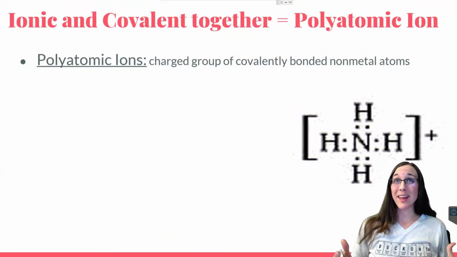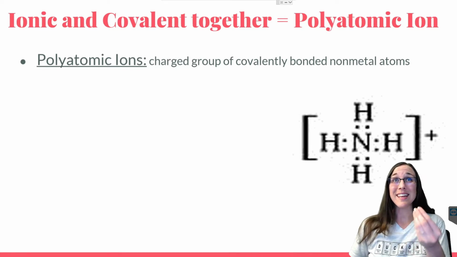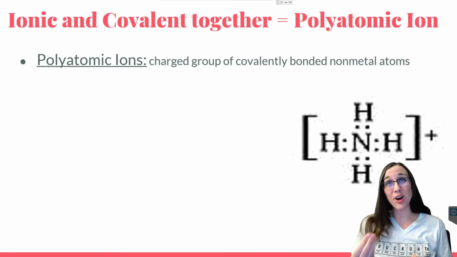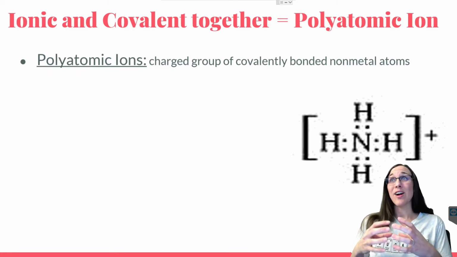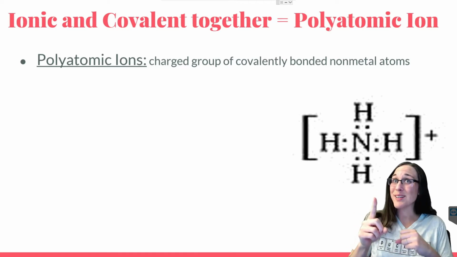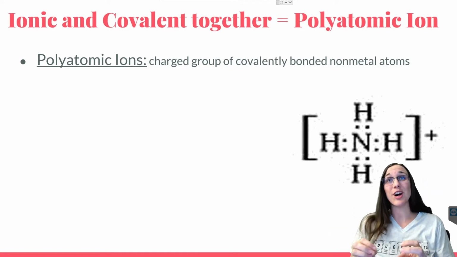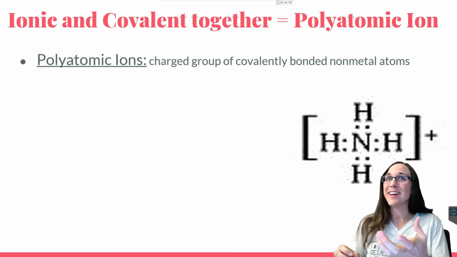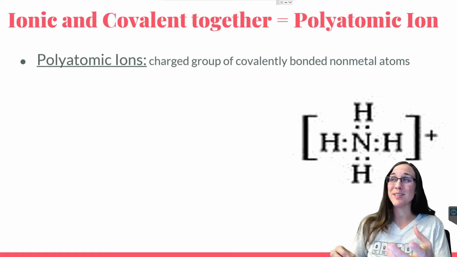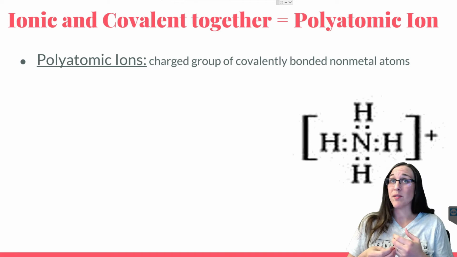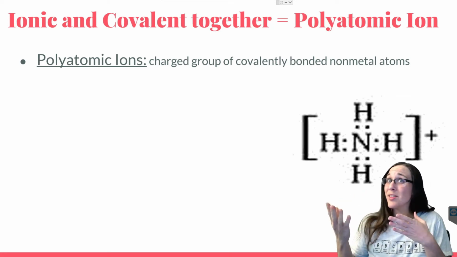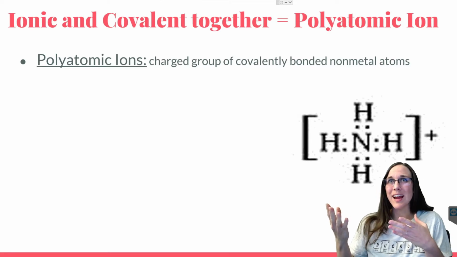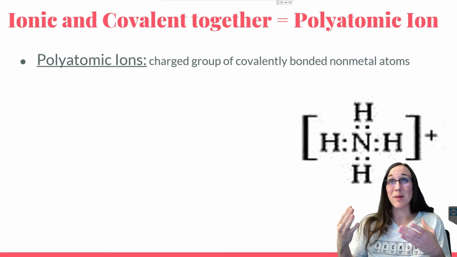So basically what I'm getting at here is that polyatomic ions are non-metal atoms bonded together in a group, but they have a charge. So we have a group of covalently bonded atoms that are held together via covalent bonds, but overall has a charge. So therefore it is ionic and can form an ionic bond with a metal. Or in the case of ammonium, the one behind me, can form a bond with another nonmetal and still be considered an ionic bond because it's a polyatomic ion.